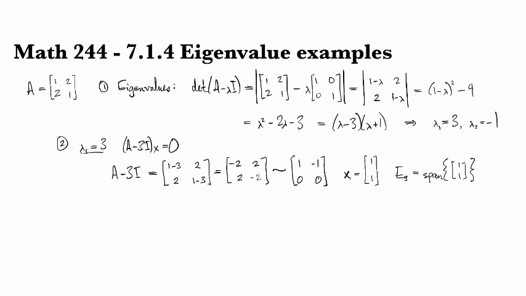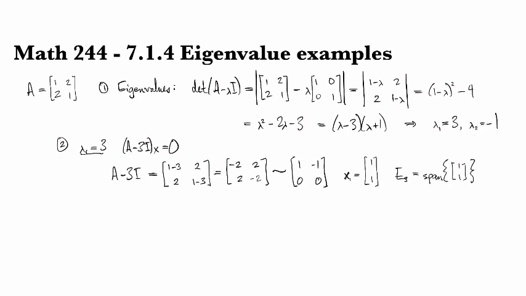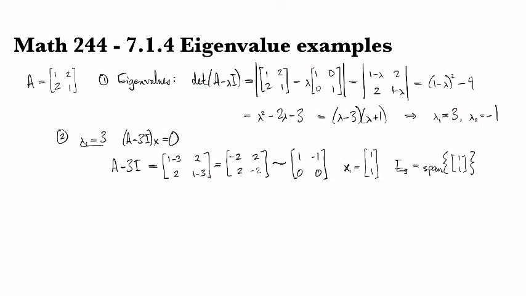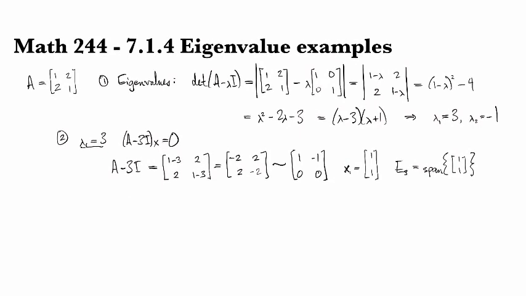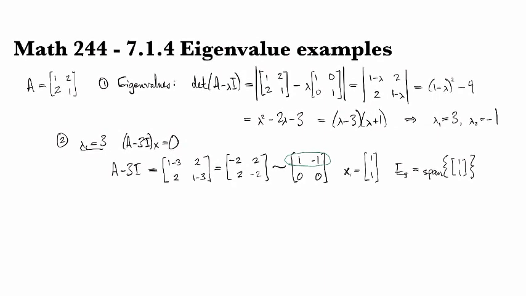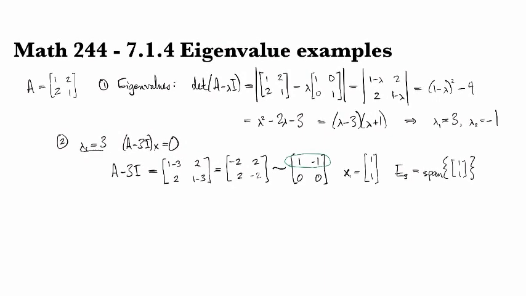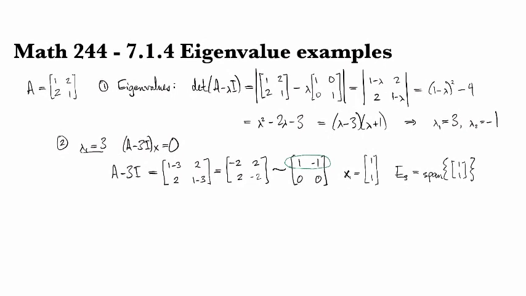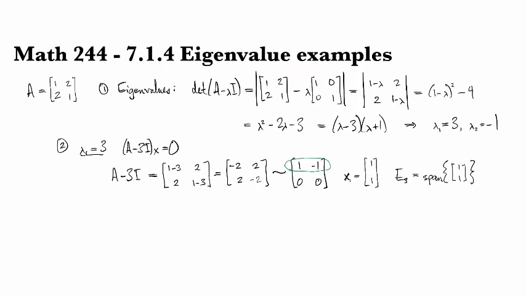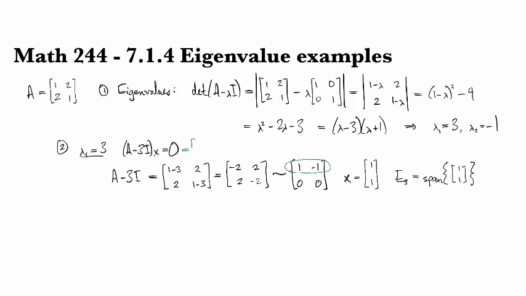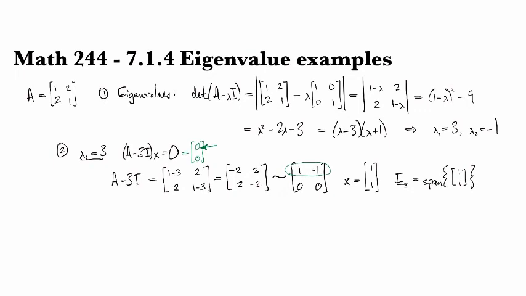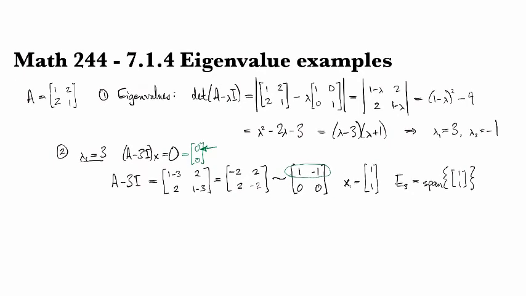So let me just back up there a little. In case it's not clear where I came up with (1, 1), I did the mental calculation to see what vector is orthogonal to this row right here. So if I do a dot product between this row and the vector (1, 1), then I get 0, and 0 is the first entry right here in this equation. That's what I'm solving for.